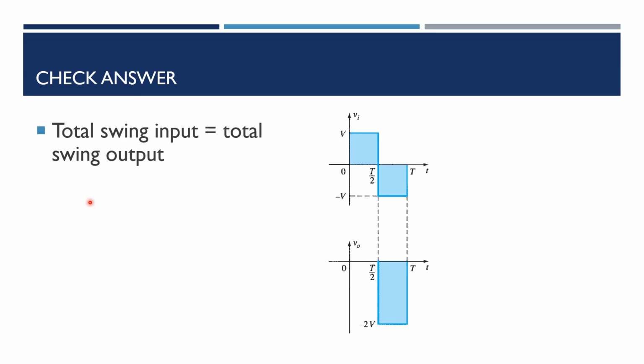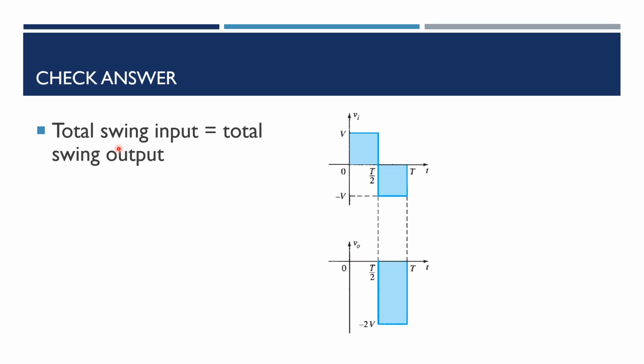Next, after we calculate VR for the positive cycle of the forward condition and the reverse condition, and we have already plotted it on the graph, how are we going to check our answer, whether it's correct or not? The tip is to check the total swing, where the total swing of the input is equal to the total swing of the output.